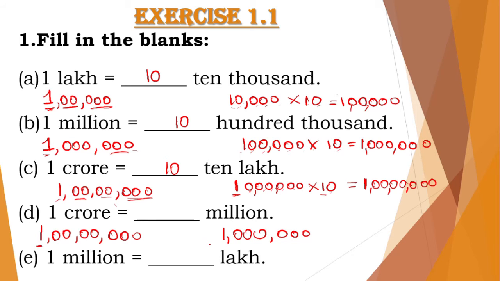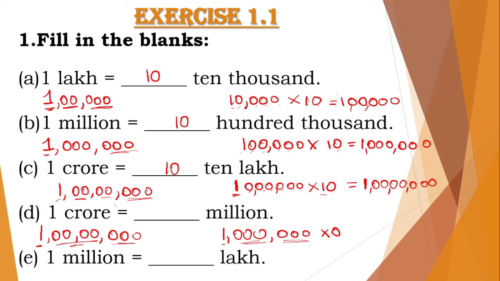So here we have 1, here also we have 1. And here we have 2, here we have 3 zeros. Here also we have 3 zeros. But here we have totally 4 zeros, right? So here we have 4 zeros, but here we have only 3 zeros, right? So if we add one more zero, we will get 1 crore, right? Now again let's try multiplying it with 10.